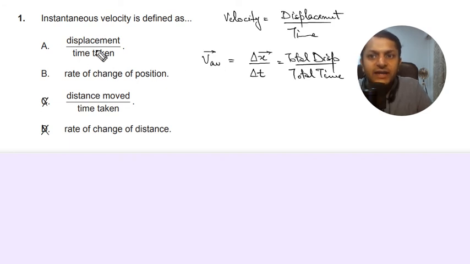So option A says it is the displacement divided by time taken. So it can be taken as correct, isn't it? How is instantaneous velocity defined? Let me tell you that also. So instantaneous velocity is written like this.